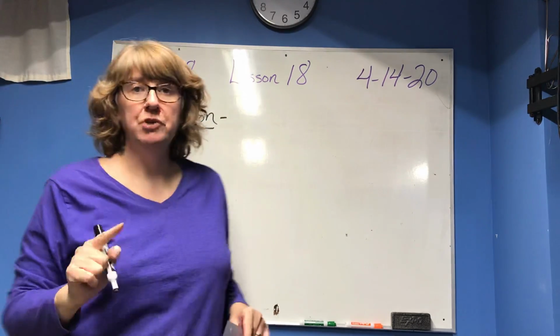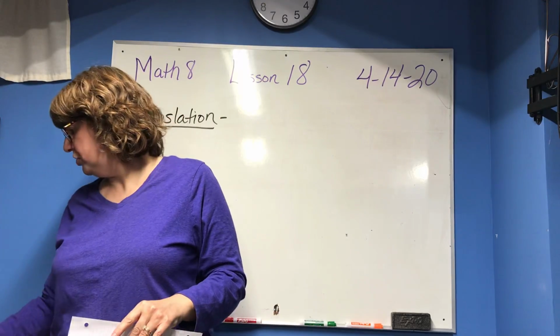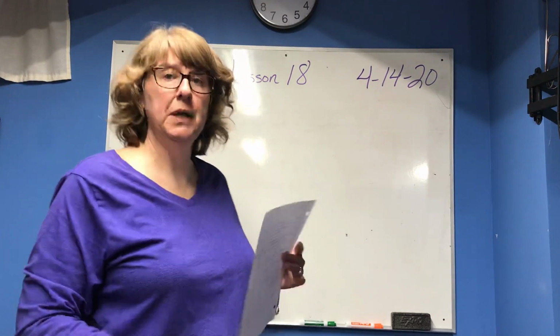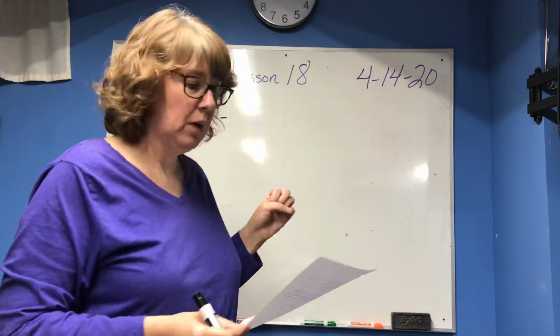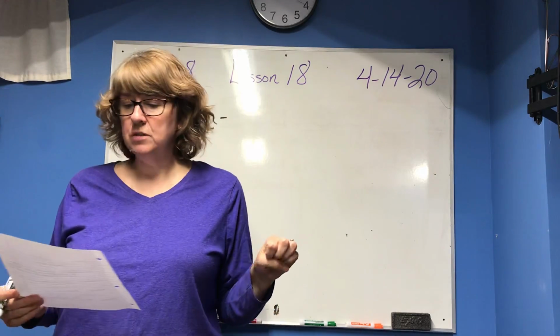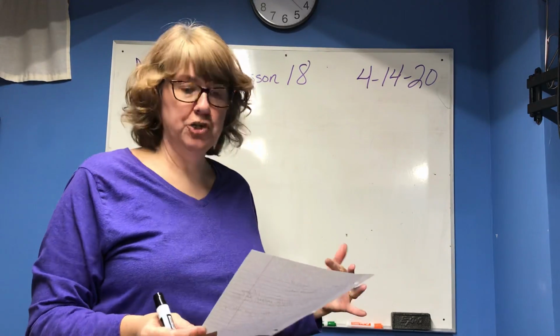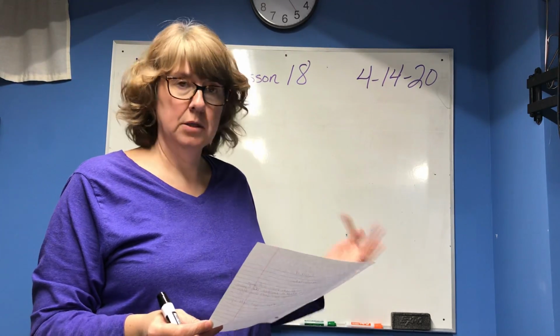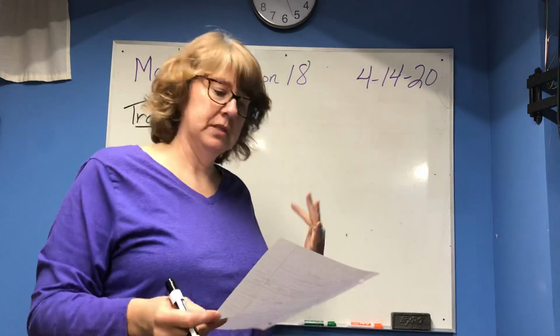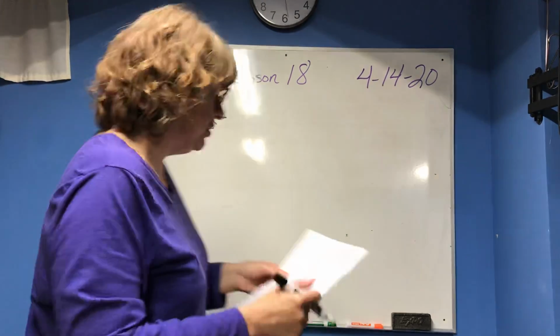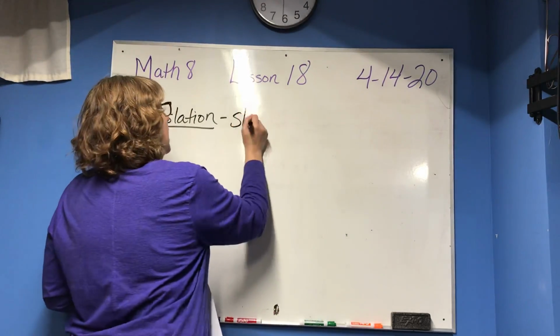Again, these definitions are in your book if you want to check spelling or check the definitions, pages 160, 161. Okay, a translation is when you slide a shape. So you can slide it to the right, slide it to the left, you can slide it up, you can slide it down diagonally.